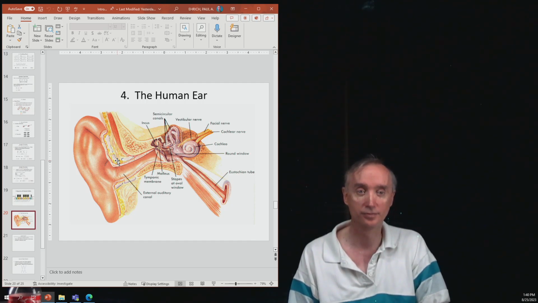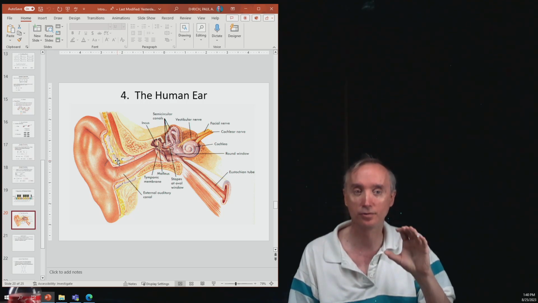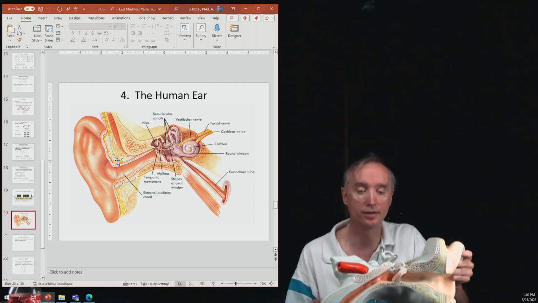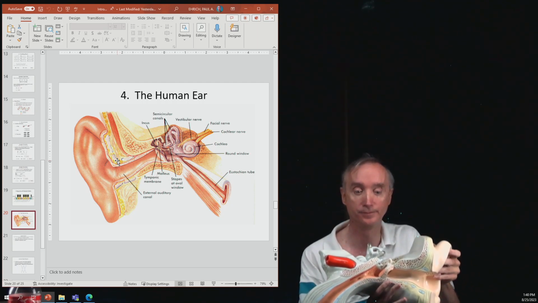Pretty cool. All right, then on the other side of that is going to be the real guts of your hearing apparatus, and that's going to be called the cochlea.